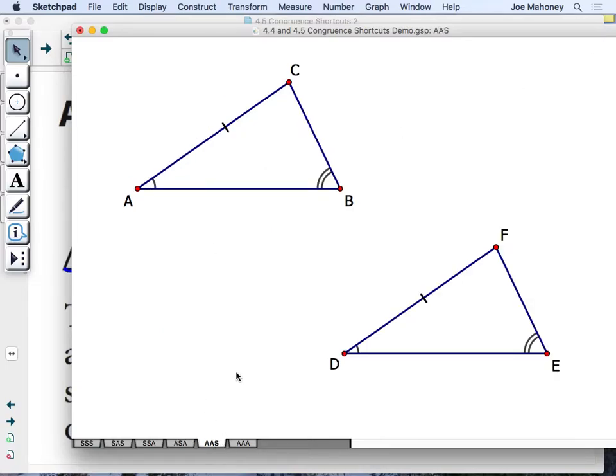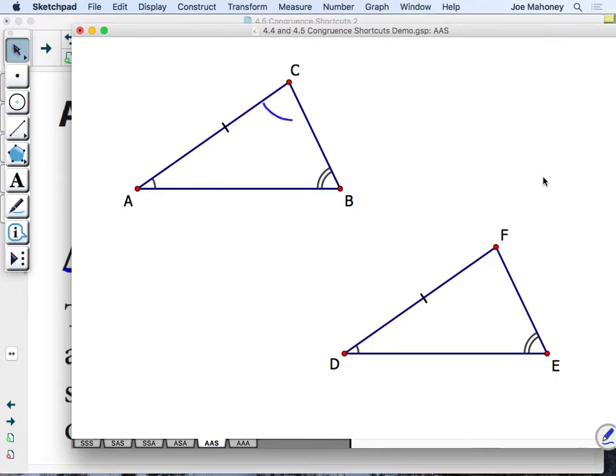The next one we're going to do is angle, angle, side. And we're really not going to do a lot with angle, angle, side, because if you think about this for a minute, do you remember if two angles of one triangle, like angle A and angle B, are congruent to two angles of another triangle, angles D and E? So angle A is congruent to angle D, angle B is congruent to angle E. What must be true about angles C and F? Yeah, they've got to be congruent.